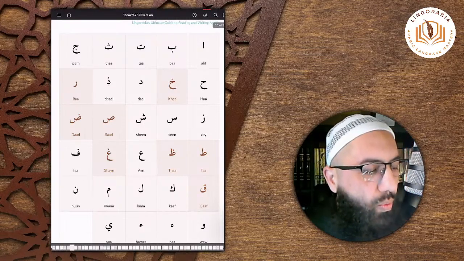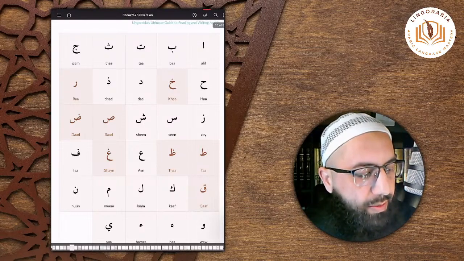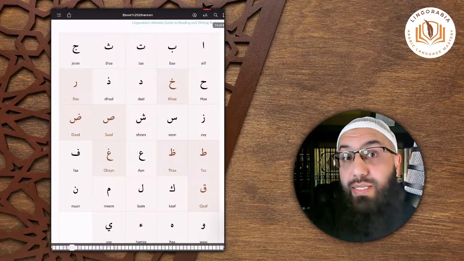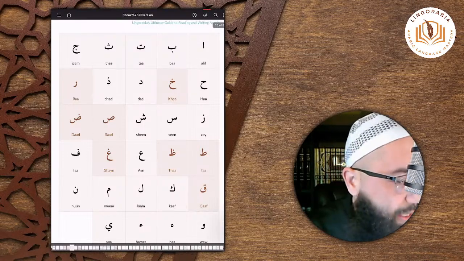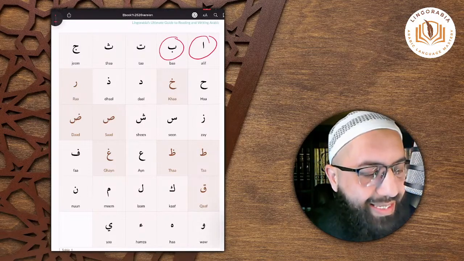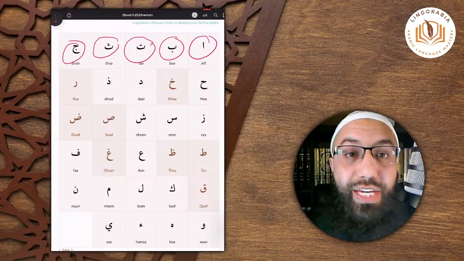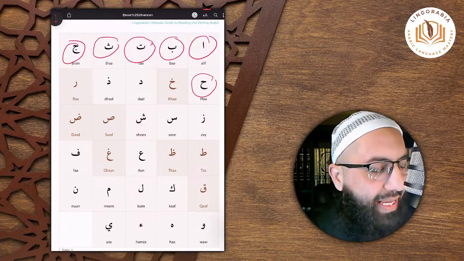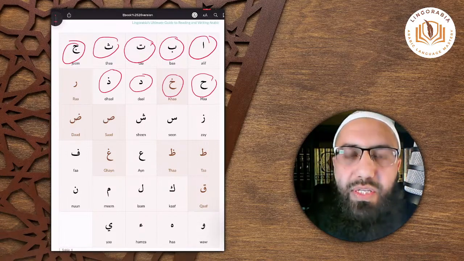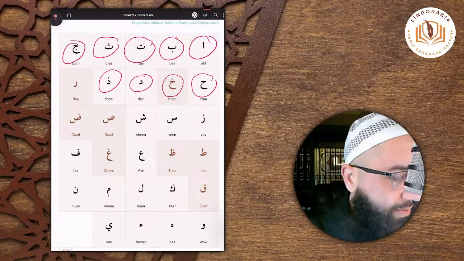So now we talked about how many letters? We got 9 letters that we discussed. We discussed the alif, the ba, the ta, the tha, the jim, the ha and the kha, and the dal and the dhal. These are the letters that we discussed. So we have 9 letters of the Arabic alphabet.